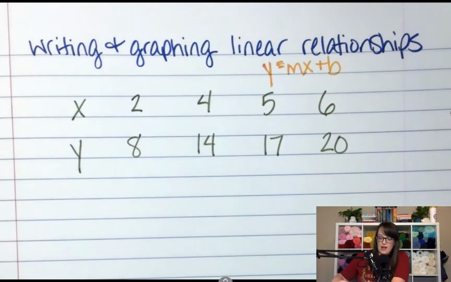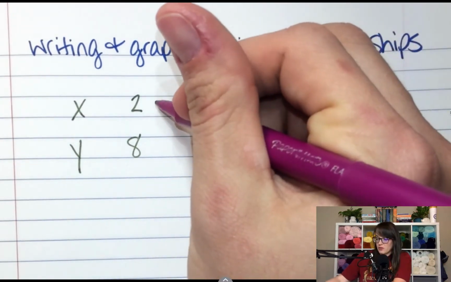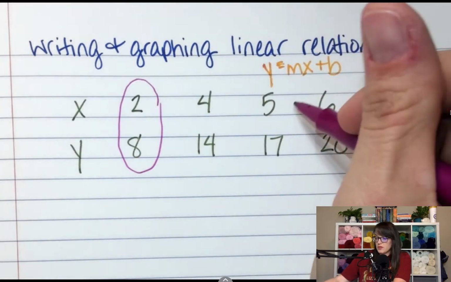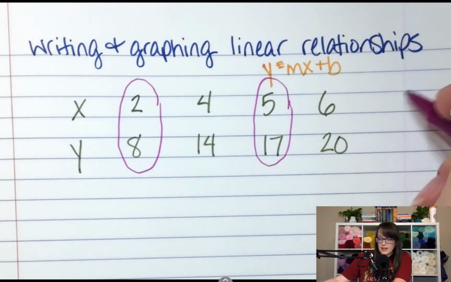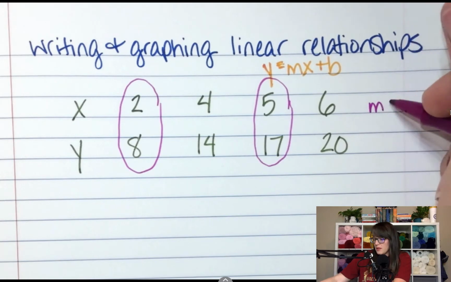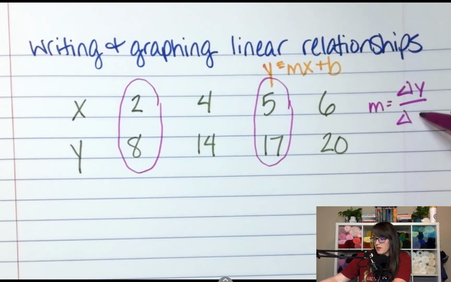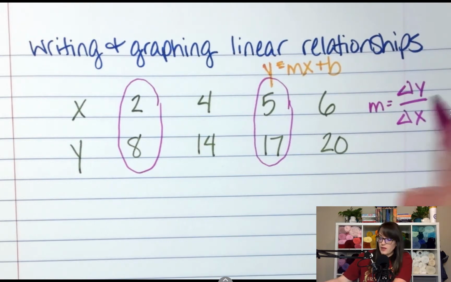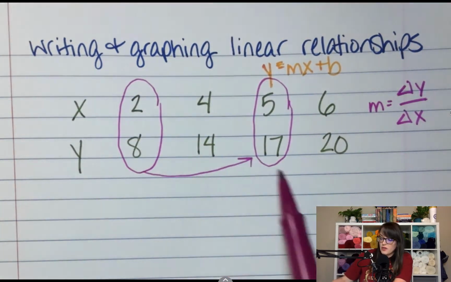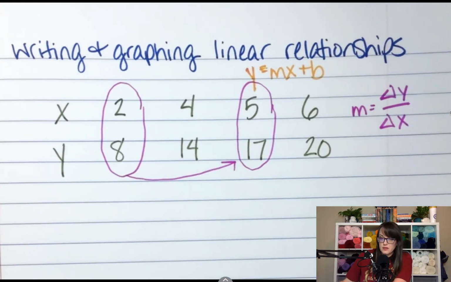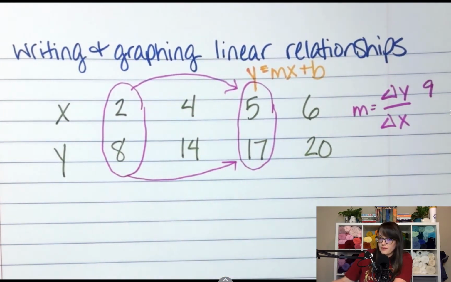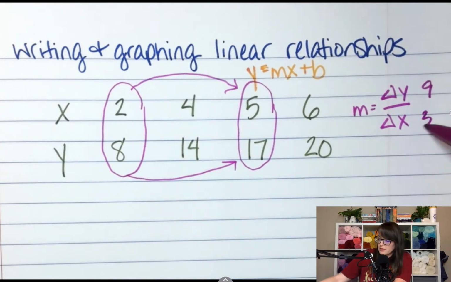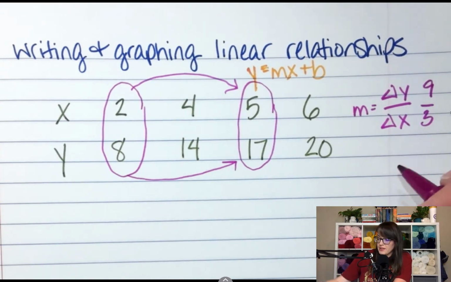We found slope by identifying 2 points, and they could have been any 2 points. So I'll pick 2 different points this time. We picked 2 points, and then we had to figure out rise over run. So m equals change in y over change in x. How much did y change from 8 to 17? 9. How much did x change from 2 to 5? 3. And 9 divided by 3 is 3. So slope here is 3.